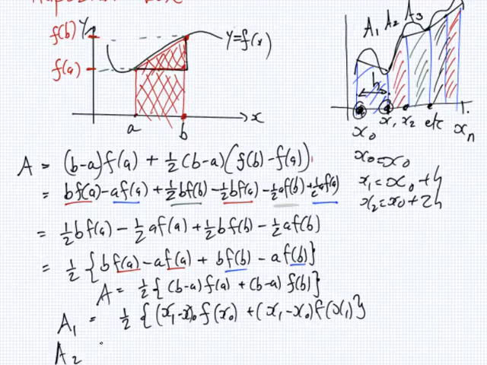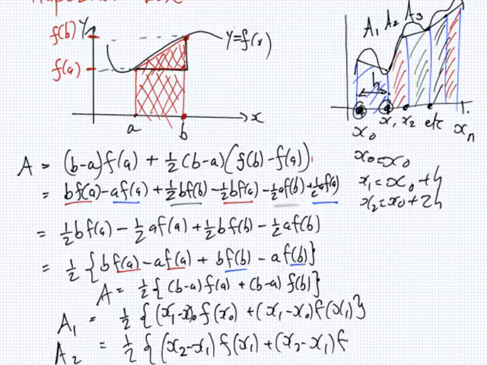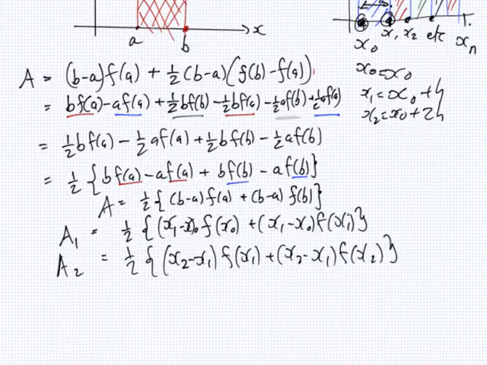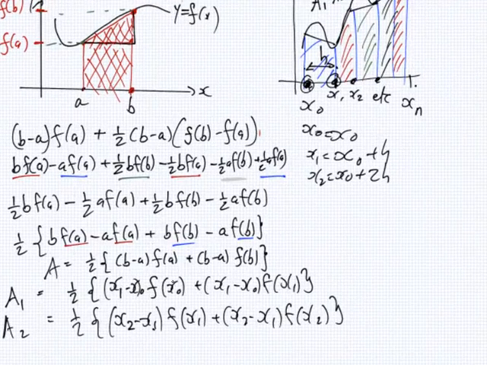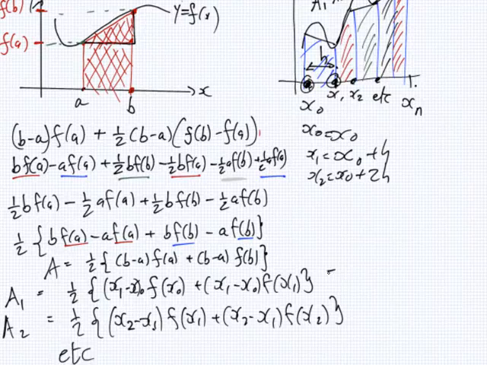Area 2 will be a half x2 minus x1 times f(x1) plus (x2 minus x1) f(x2). And so on. I haven't put the h in yet, but I'm going to now. What is x2 minus x1? h, isn't it? And here, x1 minus x0? h, etcetera. So, because there's an h in everything, I could take the h out.